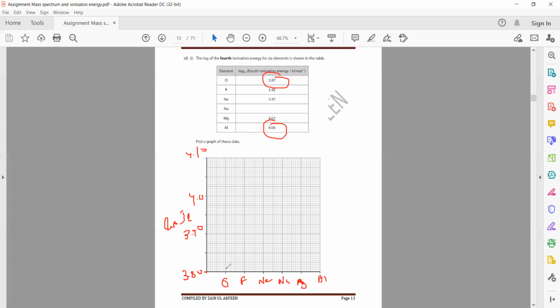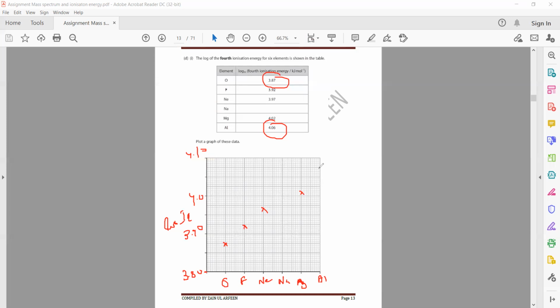So for oxygen it is 3.87, so it will be here. Then fluorine is 3.91 or 3.92. For neon it's 3.97. Sodium we don't know. Magnesium is 4.02, so it will be approximately here.